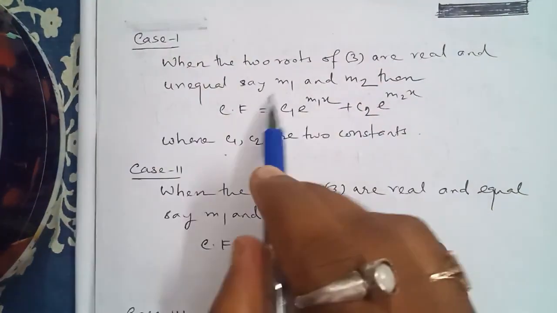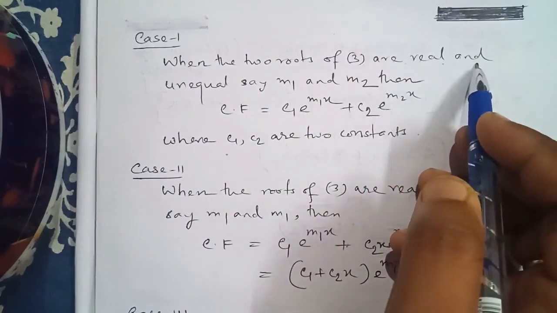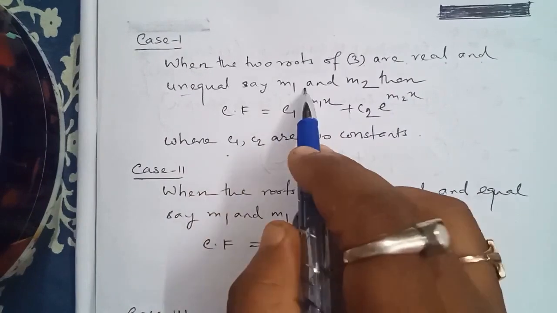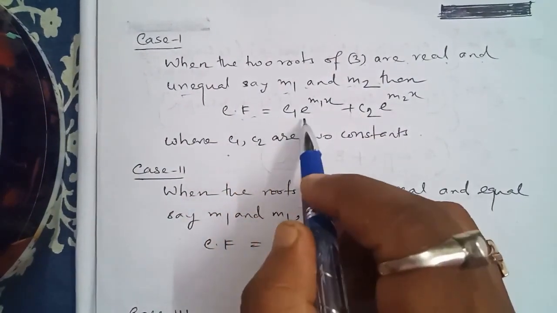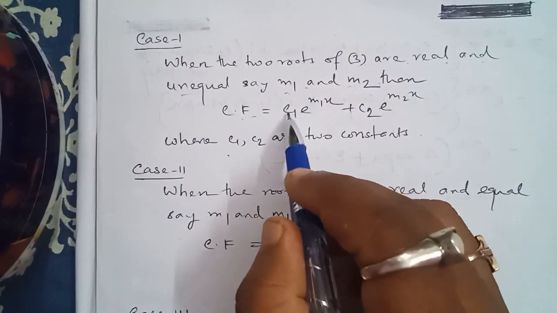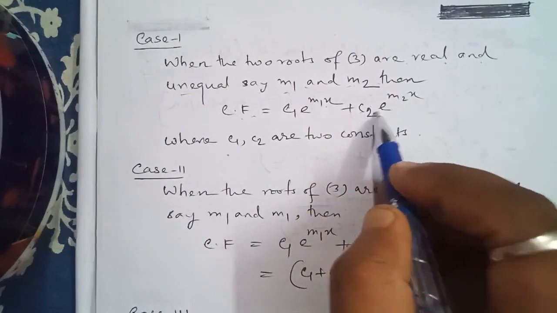Case 1. When the two roots of equation 3 are real and unequal, say m1 and m2, where m1 is not equal to m2, then what will the complementary function be? Both constants will appear in the general complementary function: c1 into e to the power m1x plus c2 into e to the power m2x, where c1 and c2 are two constants.